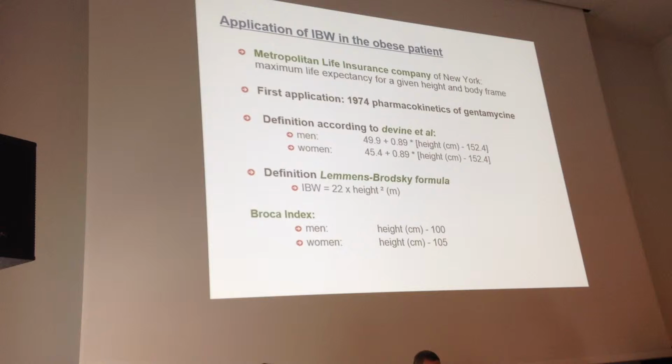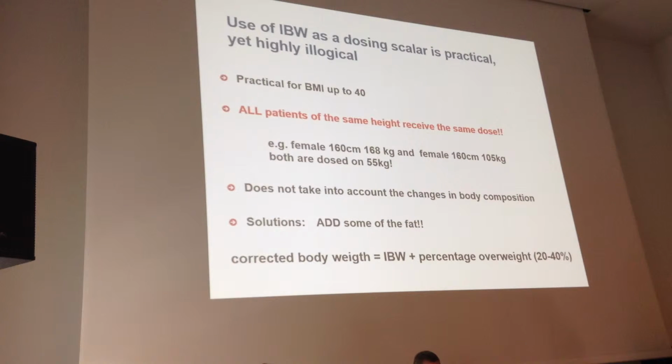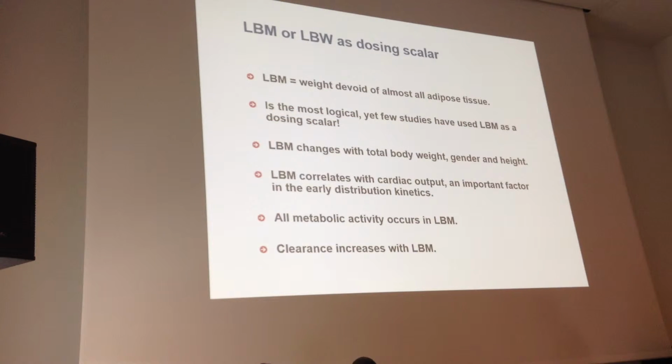There are different formulas of ideal body weight. An ideal body weight is practical, up to a certain BMI. And I give you an example. For instance, a female patient weighing 168 kilograms with a height of 160 centimeters versus the same height but with a lower weight. If you use ideal body weight, you just do the dosage on 55 kilograms. In other words, it does not take into account changes in body compositions. How to resolve this? Well, add some fat. We've discarded the fat. We realized maybe it is important, so we will add a little bit, 20 to 40% of the excess overweight.